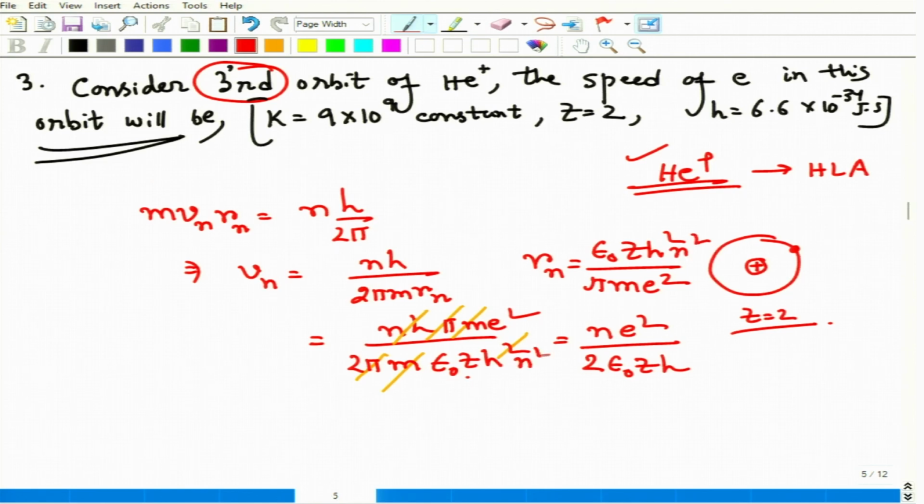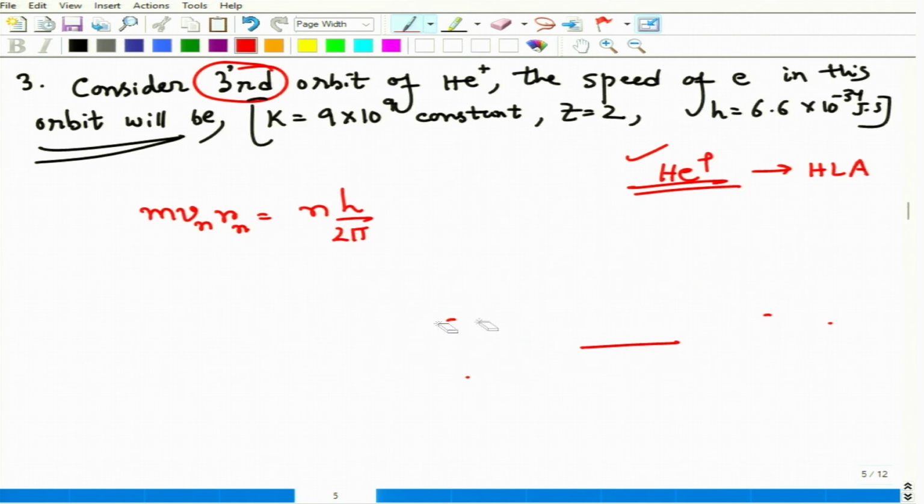So in that case n square will be there, so 1 by n will be there, Z by n, Z square. This should be like this. I think there is some mistake. Let me see what the exact form is, because I think one Z is missing there. Let me erase this part.